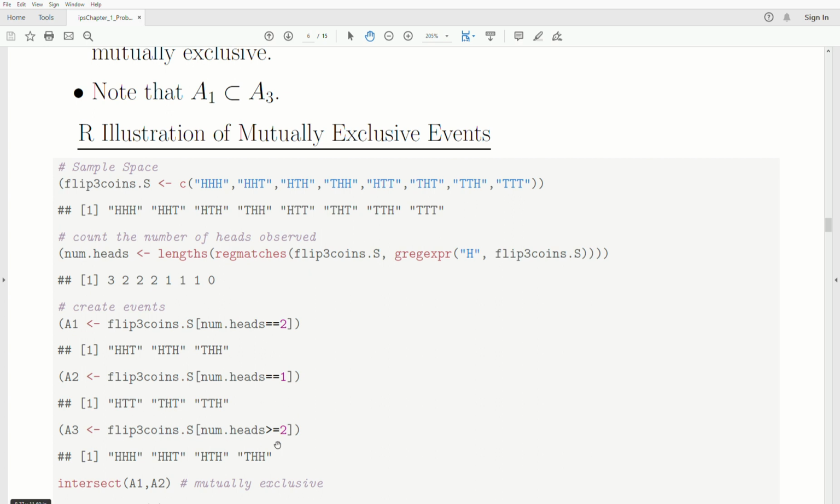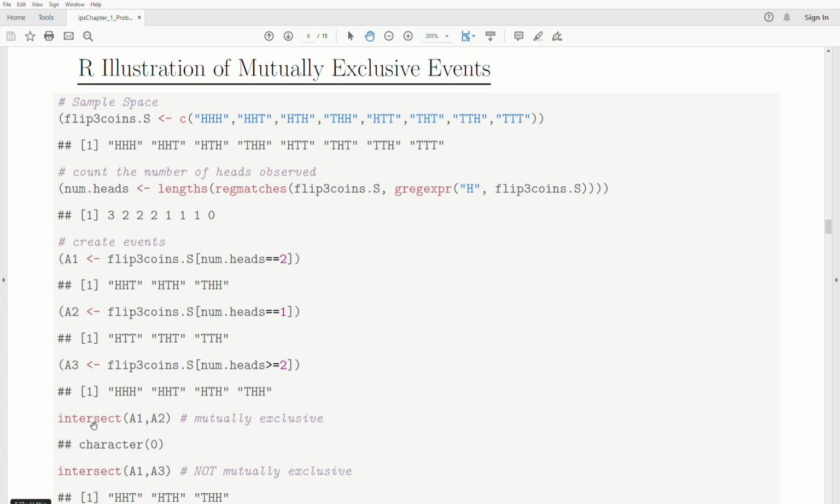A3 is the event that there are 2 or more heads. And then intersect is one of the built-in set functions in R. So if we say intersect A1 and A2, it produces a character vector of length 0. So it means it's empty. It's the empty set, nothing there. So that tells us that A1 and A2 are mutually exclusive. And mutually exclusive means that either one or the other event has to happen. It can't be both. They're mutually exclusive.